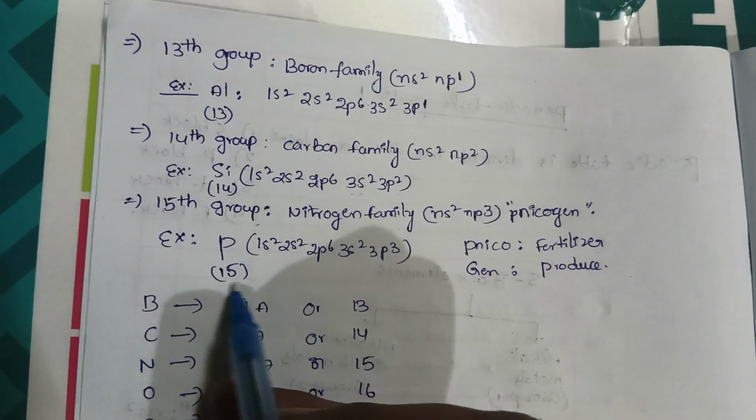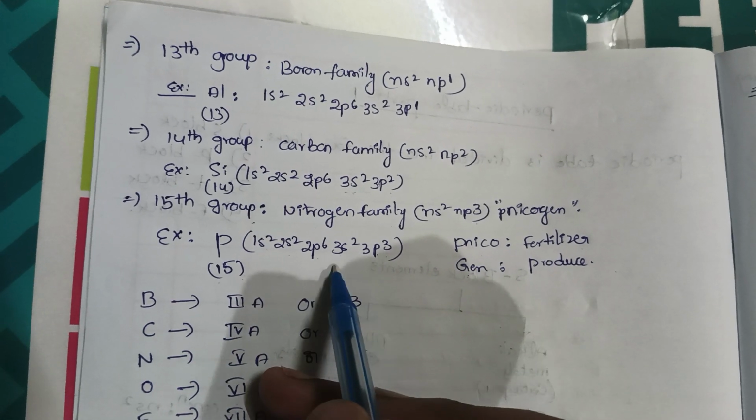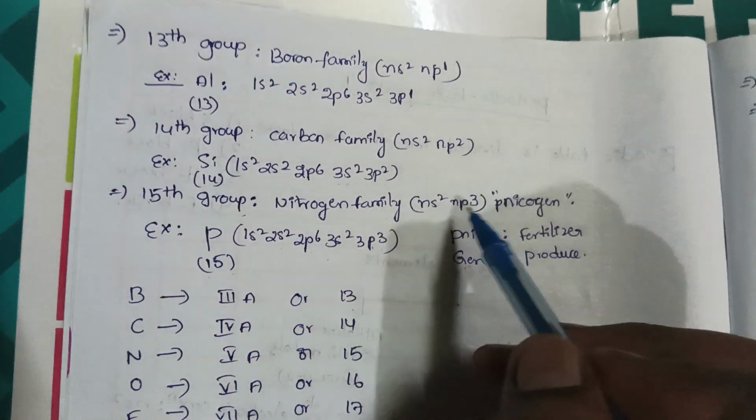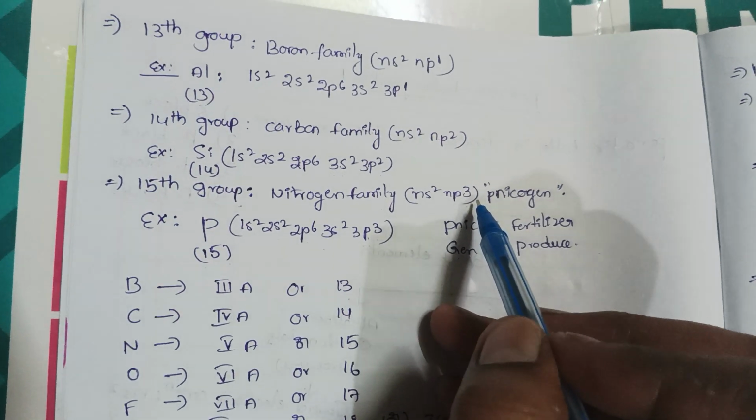Phosphorus's atomic number is 15: 1s2, 2s2, 2p6, 3s2, 3p3. The outer shell configuration is 3s2, 3p3. That's why we take the general configuration of the 15th group as ns2, np3.